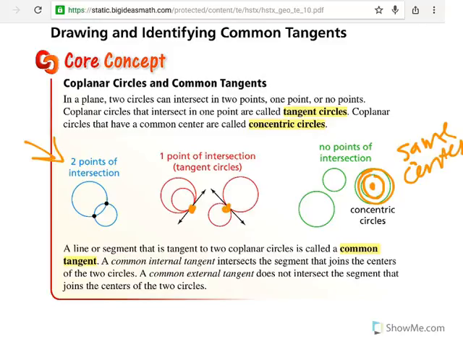A line or a segment that is a tangent to two coplanar circles is called a common tangent. A common internal tangent intersects the segment that joins the centers of the two circles, and a common external tangent does not intersect the segment that joins the centers of the two circles.